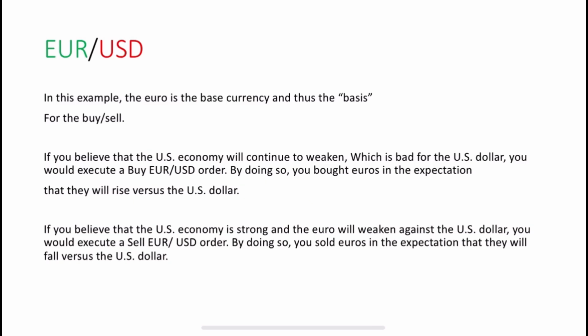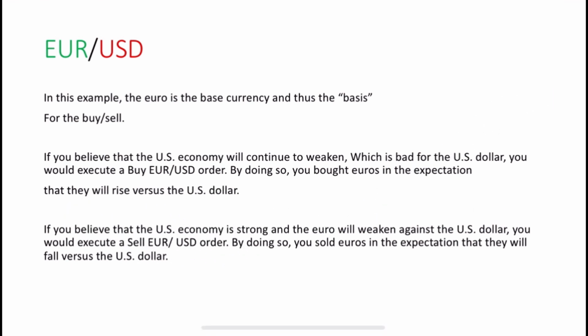For example, the Euro USD. In this example, the euro is the base currency, and that's the bias for the buy and sell. So if you believe the US economy will continue to weaken, which is bad for the US dollar, you would execute a buy Euro USD order, and by doing so, you buy the euros in expectation that they will rise against the US dollar.